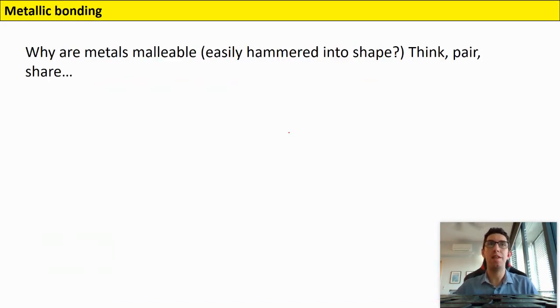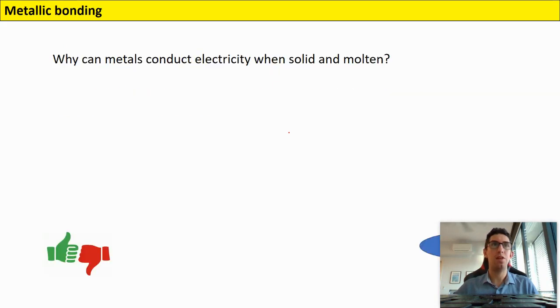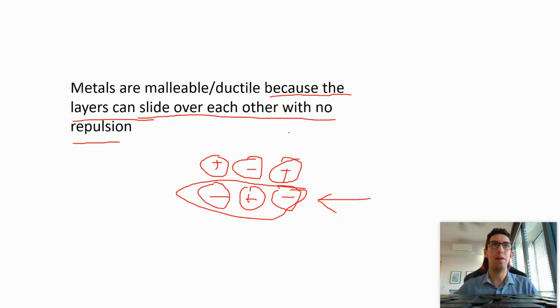Why don't you pause the video now and see if you can write down an exam answer. Why are metals malleable? Pause the video, write it down, go for it. Okay, so you should have got: metals are malleable because the layers can slide over each other with no repulsion.